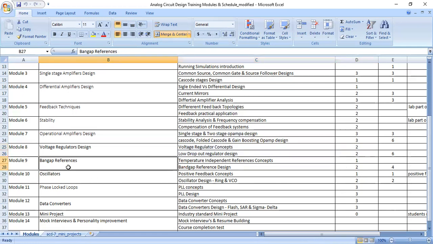After this, definitely bandgap references. This is also most commonly used application across most of the analog industries. Here we are talking about temperature independent reference circuits and bandgap reference design. Here the bandgap reference is nothing but both your voltage reference as well as current reference. So we are designing it in the theory and we are seeing those results in the lab as well. Okay. So this is with respect to the voltage.